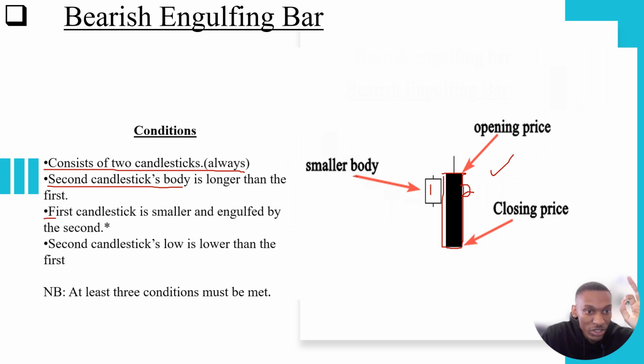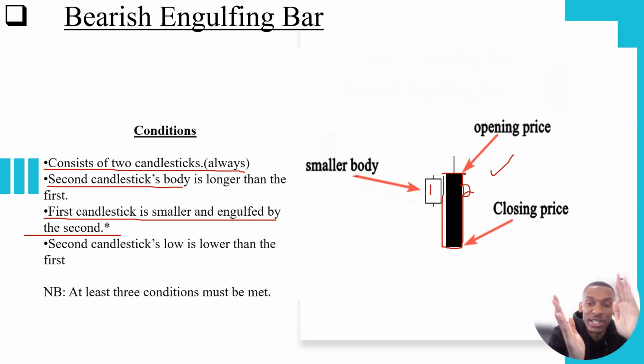And then the third condition: the first candlestick is smaller and engulfed by the second one. I have put a star here because we'll discuss this condition later on. But this is what I mean. The first candlestick has to be within the second candlestick. It has to be completely engulfed within the second candlestick. So as you can see, it is within the second candlestick.